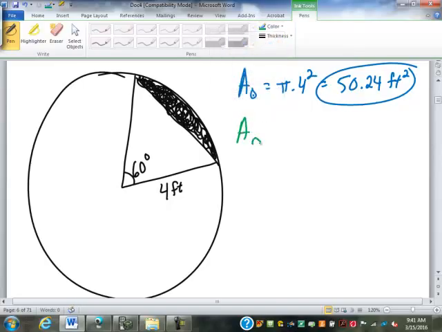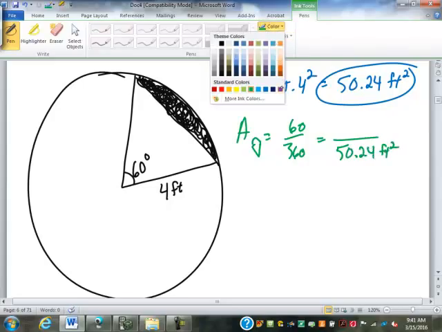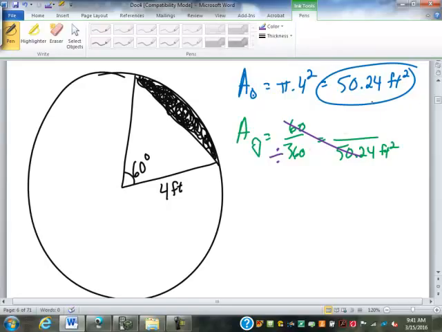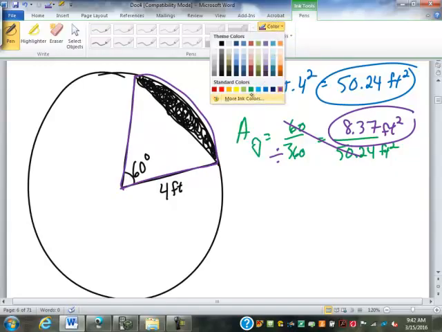Now I'll find the area of the sector, which is 60 over 360 equals blank over 50.24. And if we cross multiply and divide there, we are going to get 8.37 square feet. That's the whole sector though. How do I find the area of the triangle?